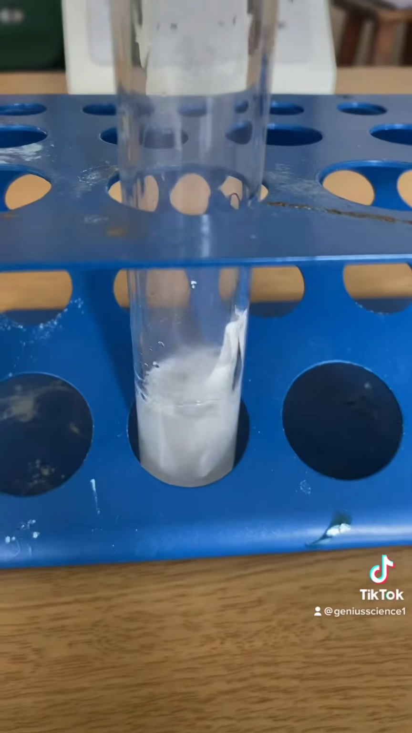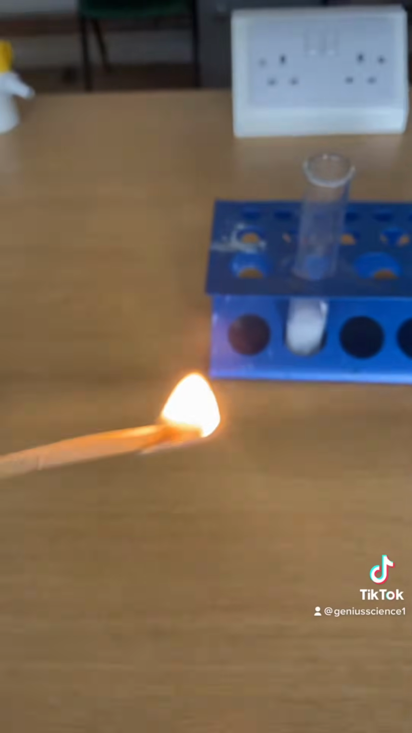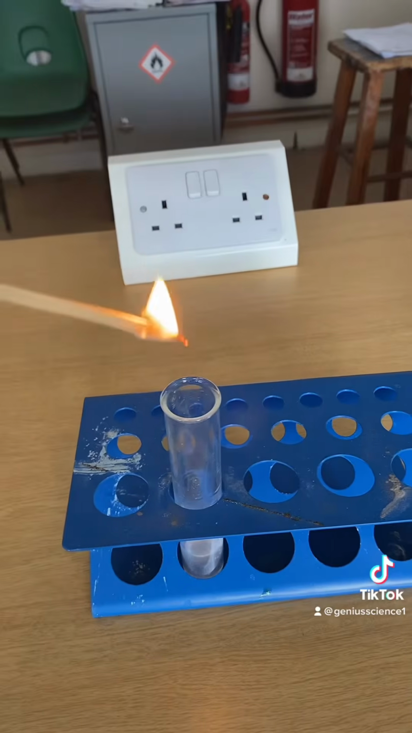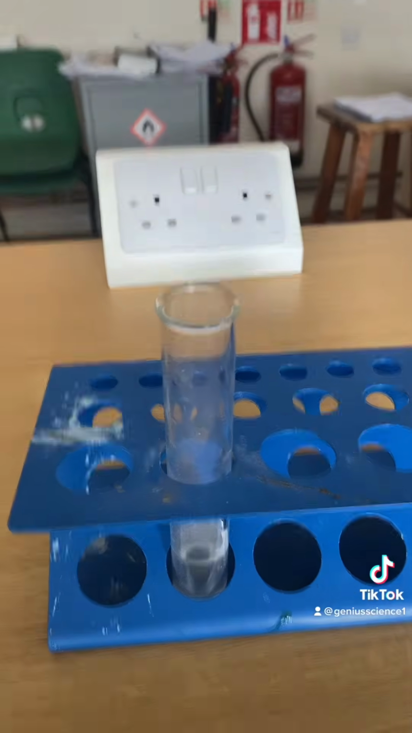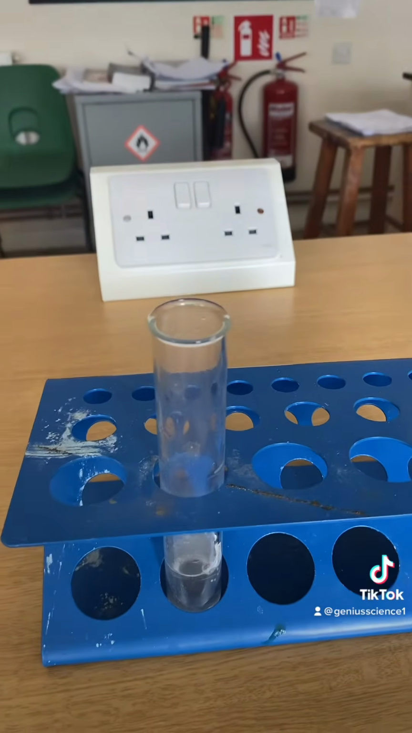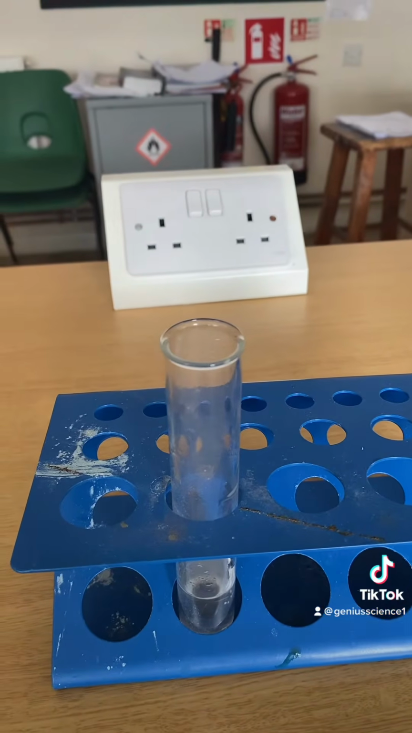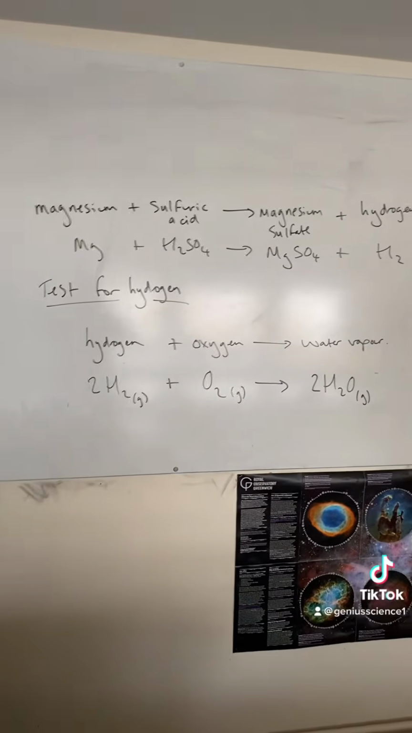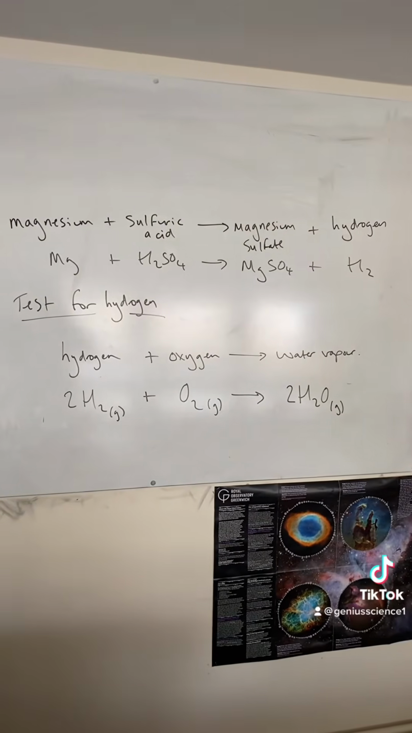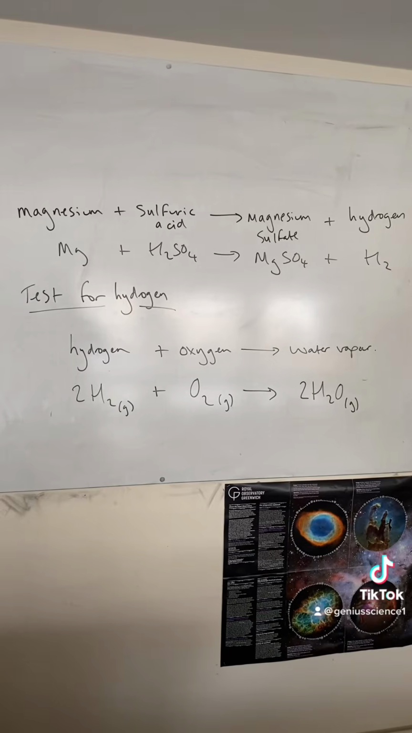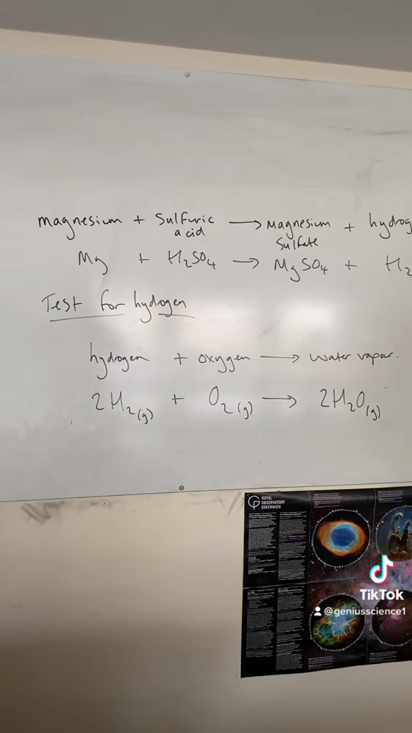We've got bubbles of hydrogen gas forming, and we know it's hydrogen because when we hold a lit splint, we get the fizzy pop. And that fizzy pop is hydrogen reacting with the oxygen in the air to form water vapour very, very quickly. And here are the word equations and balanced symbol equations for the reaction of magnesium and sulfuric acid at the top, and also the test for hydrogen, the reaction at the bottom.